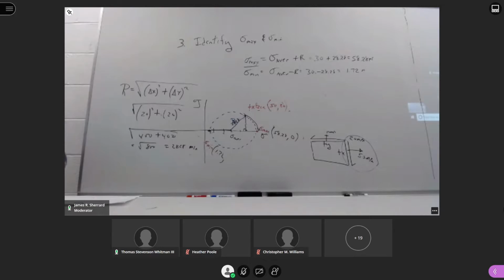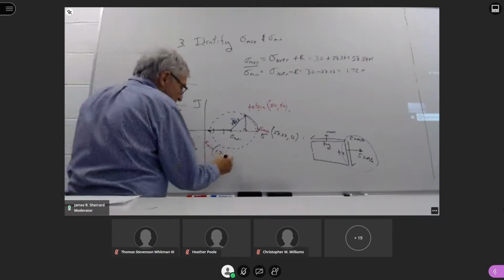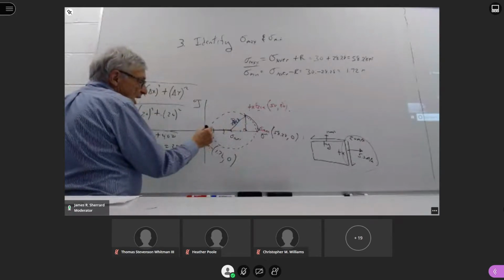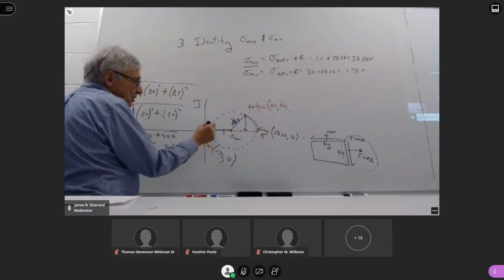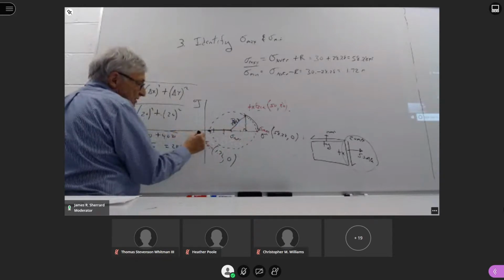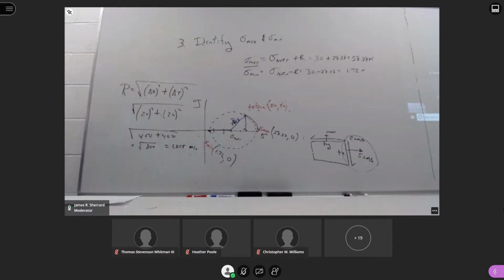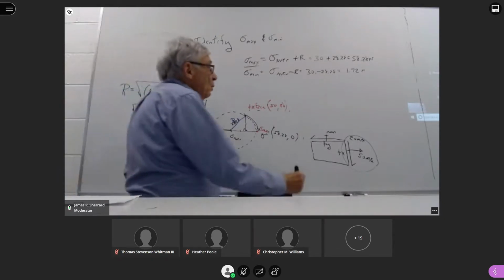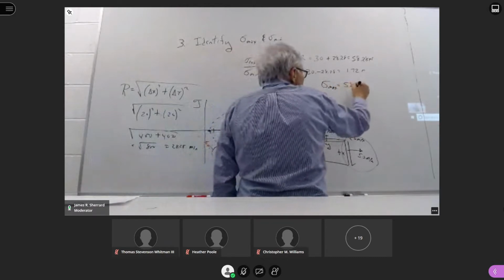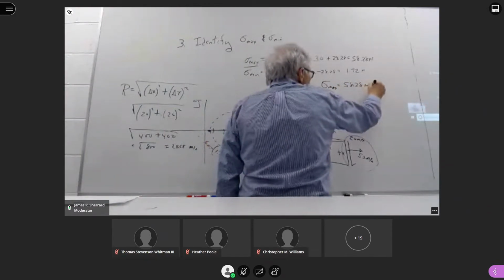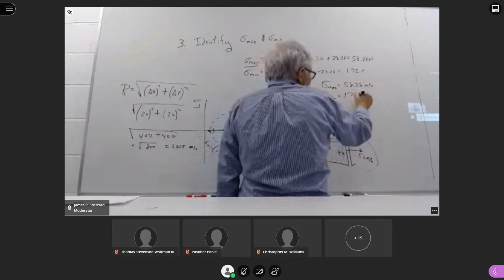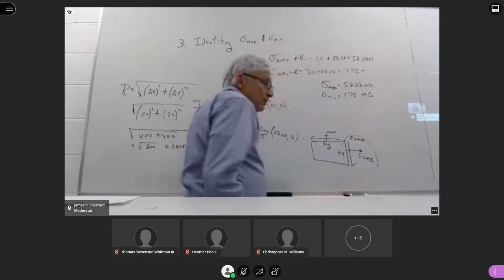It would also be 0. And how do you know that? Just look at this plot. That's why I'm recommending you put in the coordinate values, because right here, this is 1.72. This is on this axis, so it's 0. So we know right away that sigma max is 58.28 megapascals. We know sigma min is 1.72 megapascals.